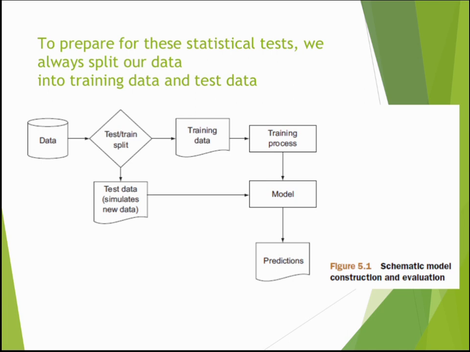To prepare for these statistical tests, we always split our data into training data and test data. So this is the schematic of model construction and evaluation. Our data set is split into testing data and training data. Usually 70% of the data is taken as training data and the remaining 30% is taken as testing data. Using the training process, we make a model and use the testing data to see if our model is correct.